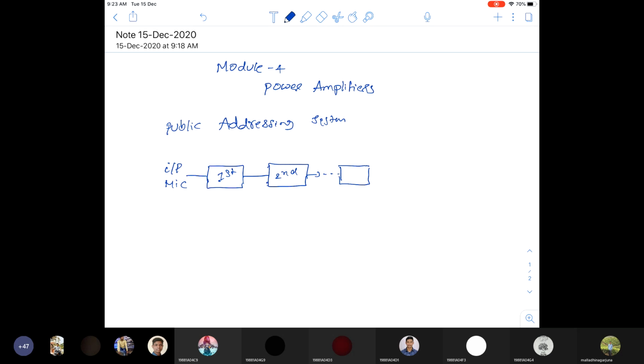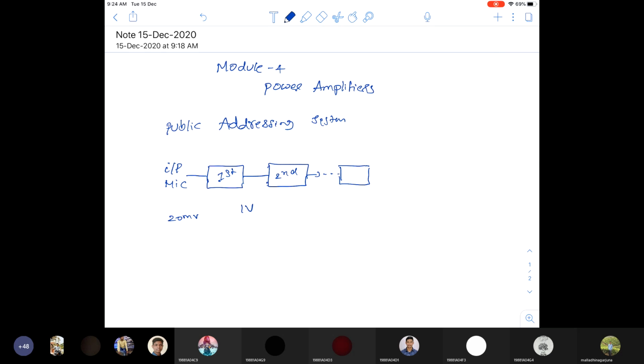The number of stages depends on the requirement, for example whether you are delivering a lecture or giving a speech to a huge crowd, like politicians at the time of elections. That depends on the situation. We'll use the first stage, second stage, third stage. If I give an input of 20 millivolts and the first stage amplifies it 50 times, 50 times 20 millivolts gives 1000 millivolts, so approximately 1 volt.